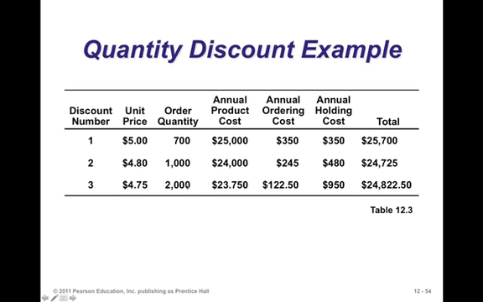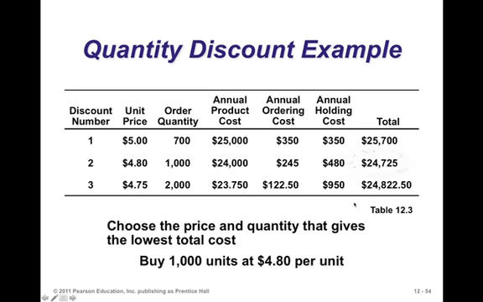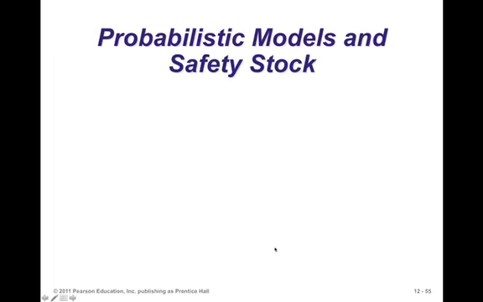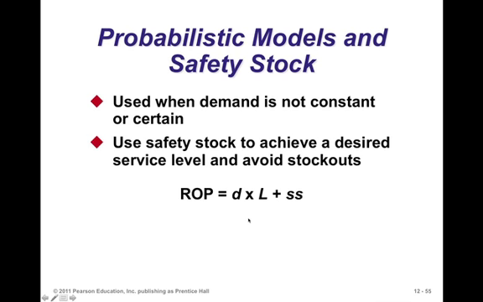But you better make sure that your unit holding cost is definitely smaller than that. If your cost for holding an additional unit is larger than that 5 cents, then you're not going to be profitable. So as you can see here, in this case the cost is 24,822. While it's cheaper than this one, it is not cheaper than this price break right here. So in the end, this becomes our optimum quantity right here. Buy 1,000 units at 480, and that gives us the best value for this model. Okay.